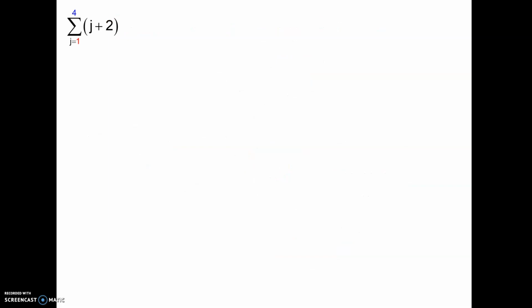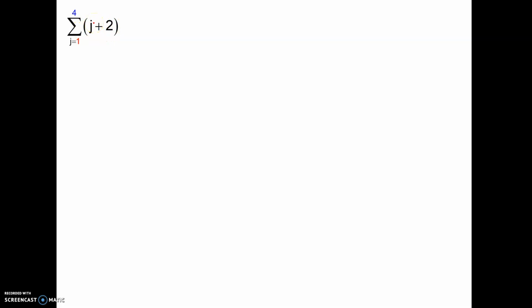Let's try it out. Notice I said this is a dummy variable. So we're starting at 1. We're plugging in until we get 4. If you're wondering how you know which numbers to plug in, we're plugging in integers, the integers starting at 1 all the way up to 4. And this is the formula I'm going to plug them into.